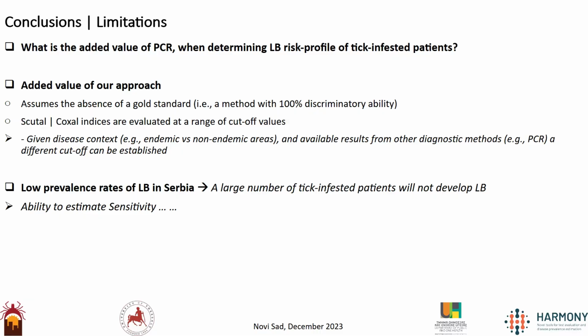Lastly, the main limitation in this case is, as expected, that there are low prevalence rates of Lyme borreliosis in Serbia. As we said at the beginning, there is a large number of tick-infested patients that will not develop disease, because we only have around 3% of the patients that will develop disease. So we are in a situation where we have very few positives, both to PCR and to clinical examination. So the ability of the model to estimate sensitivity is very low.